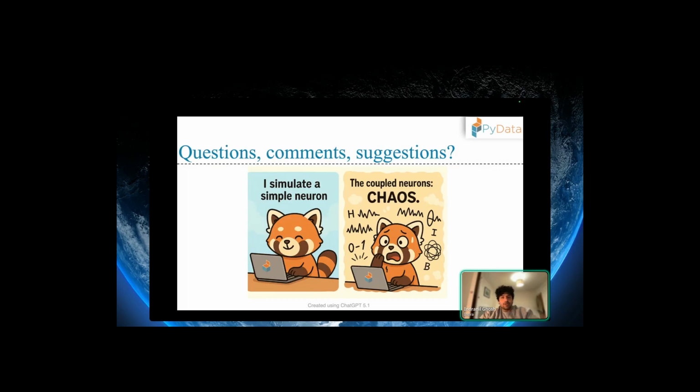Any questions, comments, suggestions? I want to tell you that I used ChatGPT for creating this cute cartoon. I simulate a simple neuron, and I'm happy, but when the coupled neurons come in, there is chaos and a lot of raggedy, jaggedy data set, and different complicated values that I need to deal with. And that's what I look like when I deal with these kind of systems.